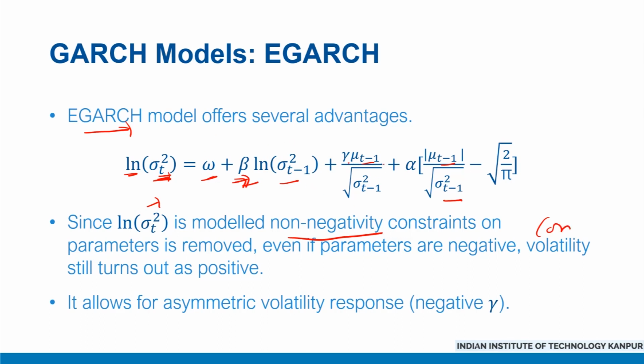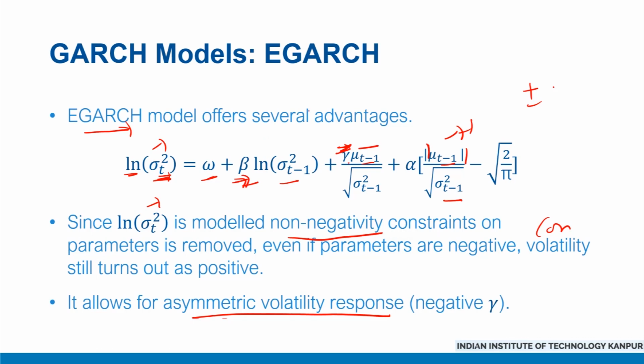The second and very important property of this model is the asymmetric response of volatility. While the mod of mu t minus 1 captures the symmetric response, considering both positive and negative sides as the same in terms of their impact on sigma squared t, this mu t minus 1 term captures the asymmetric nature. Now, as per our knowledge of the asymmetric effect, negative shocks should have a significantly higher impact on volatility, and therefore we estimate this gamma to be negative and significant. That negative and significant gamma would capture the negative shock on this volatility model.